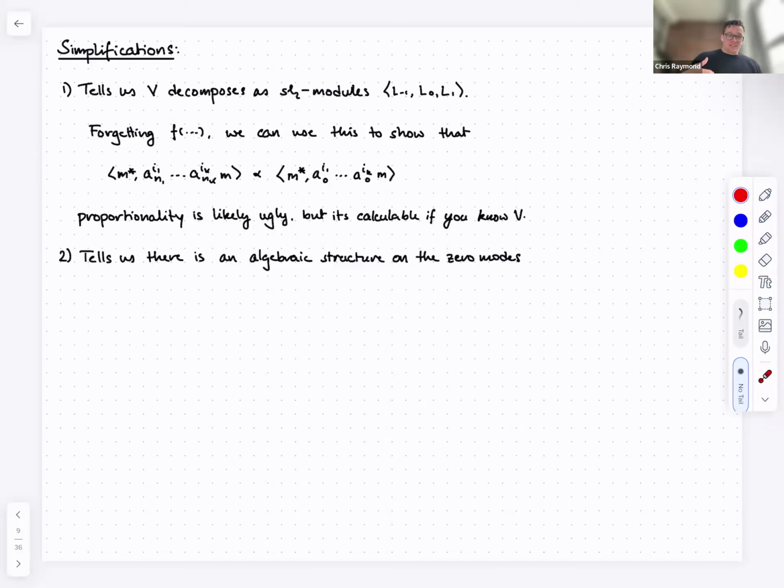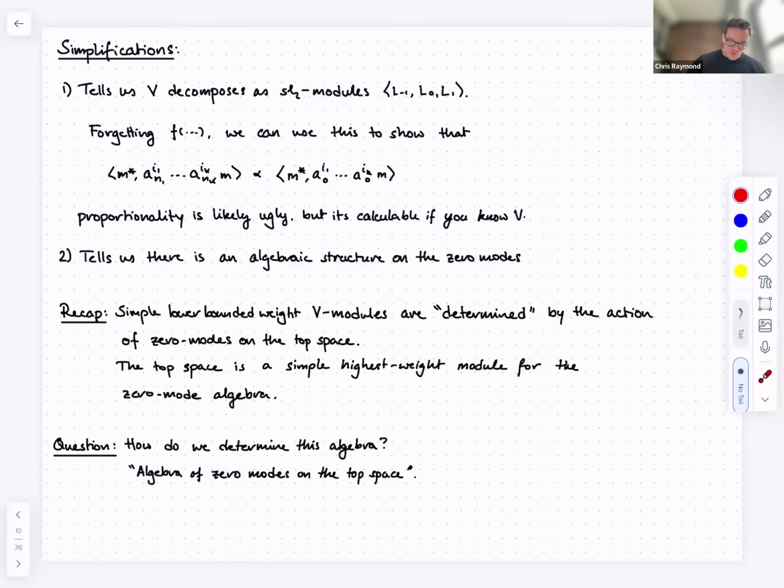All right. The second point, this point about the OPE, tells us that there's some non-trivial algebraic structure on the zero modes that I need to have be compatible with this whole picture, right? So that's going to be like the next thing to extract.